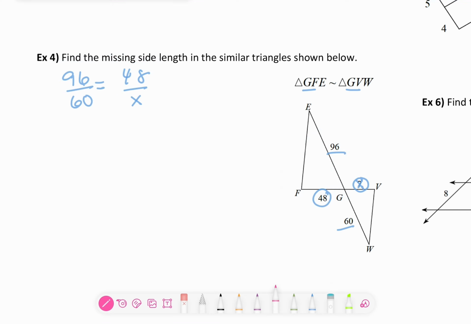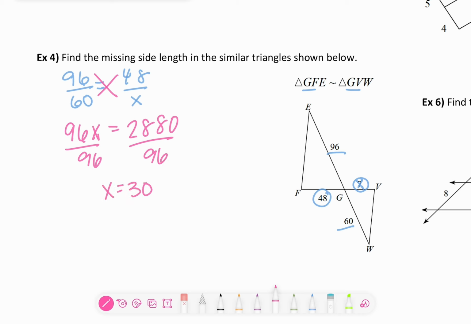You could also have these fractions upside down, right? But you need to have everything that corresponds in the same fraction and in the same order. So we have 96x equals 48 times 60, 2880, divide by 96 on both sides. And we do get 30. But again, it's not x, it's actually this missing value here from G to V. So GV is 30.